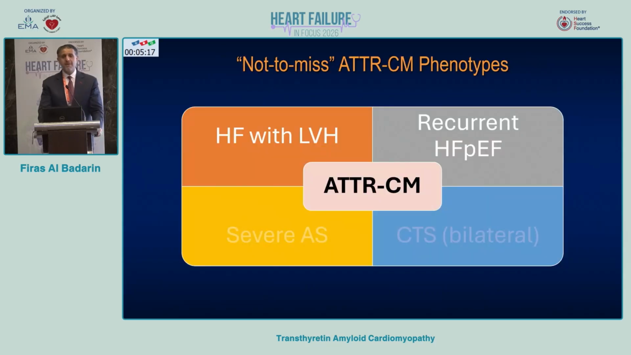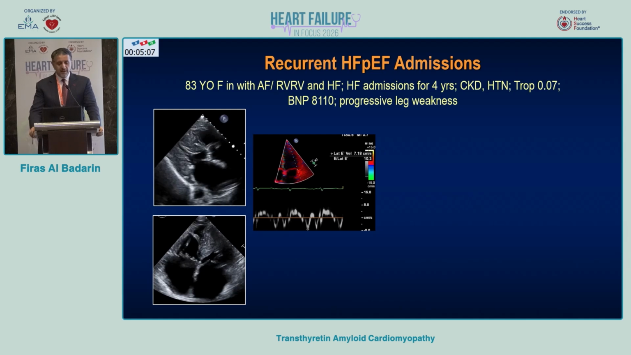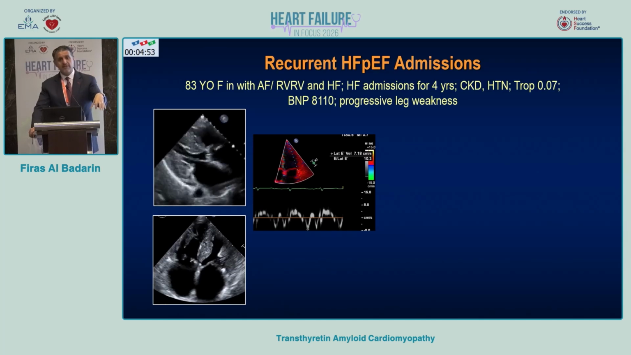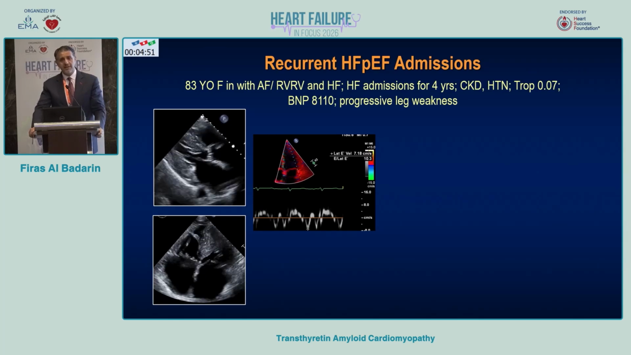Phenotype 2, patients with recurrent HFpEF admissions. I'm not saying all of them will end up being amyloid, but you need to exclude amyloidosis in this phenotype. This is a patient that I admitted, an 83-year-old female admitted with heart failure, AFib and RVR. If you look back in our records, she had 4 or 5 heart failure admissions in the preceding 4 years. She was admitted in our Center of Excellence, treated by our heart failure team, and we did not think about cardiac amyloidosis.